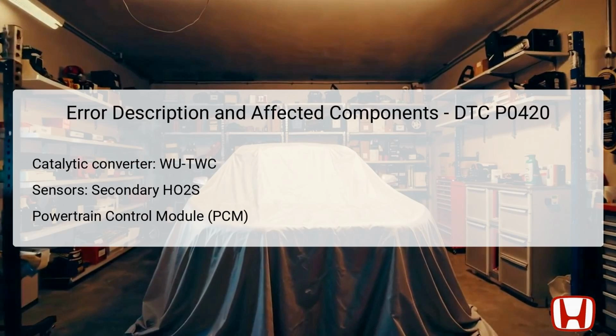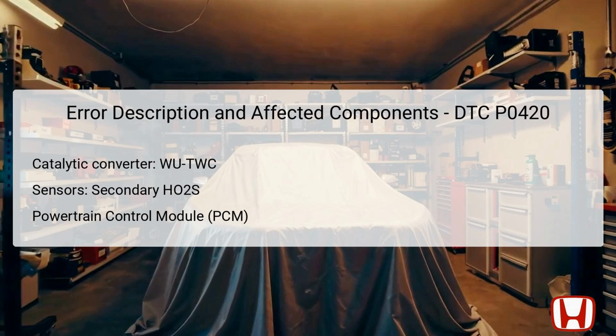The DTC P0420 involves specific components critical for emission control, including the warm-up three-way catalytic converter, WUTWC, and the secondary heated oxygen sensor, secondary HO2S. The WUTWC is located in the exhaust system, typically near the engine manifold. Its primary duty is to convert harmful exhaust emissions into less harmful gases during the warm-up phase of the engine.